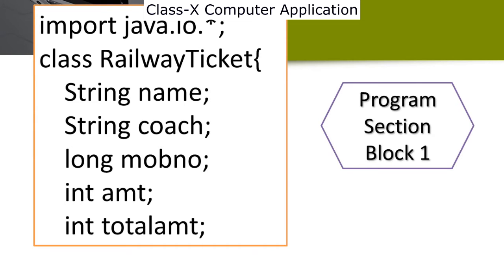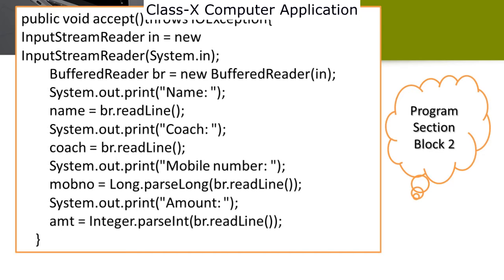Let us go to the next block, program section, block 2. This is very important. Here we are going to initialize, that is, we are going to accept the information. To accept all kinds of information, what syntax do we have to use? Public void accept throws IOException, input output exception. It is nothing but exception handling: whenever an unwanted or unexpected error occurs in the program, this IOException will throw it out and give you the proper result.